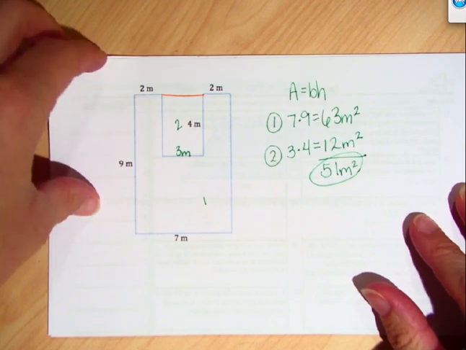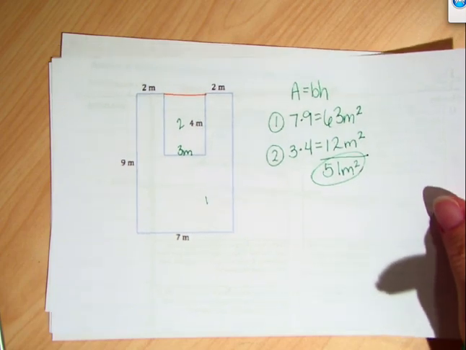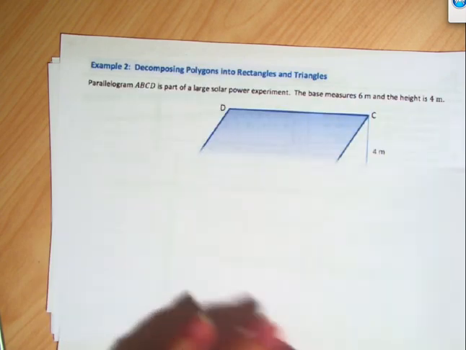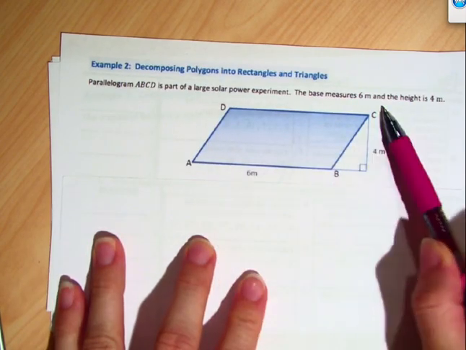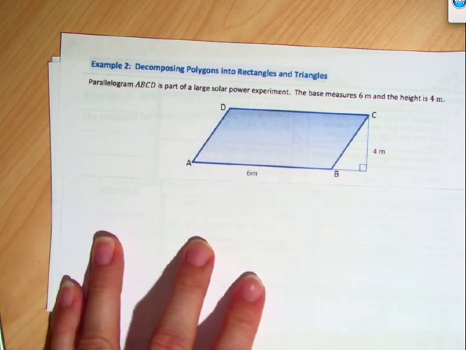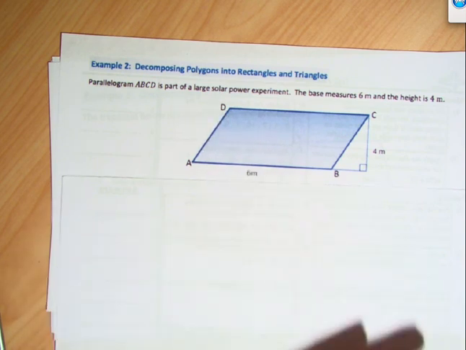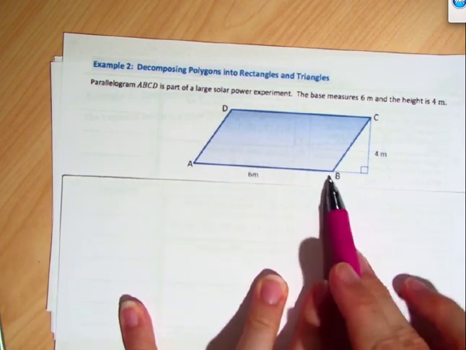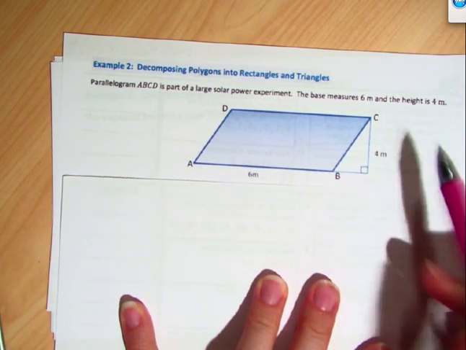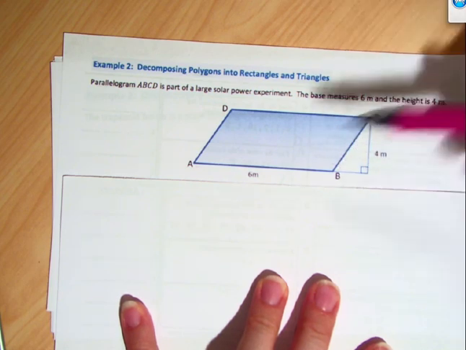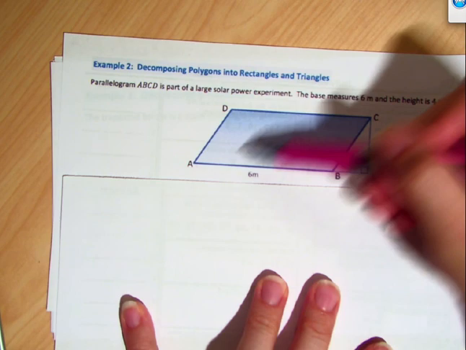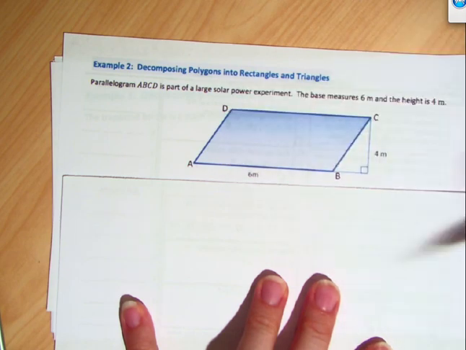Okay, let's look at another problem, shall we? On this one, we've been dividing up and finding the area of rectangles. We are going to now find the area of a parallelogram. This is going to be a little bit trickier. All right, it says parallelogram A, B, C, D, named by its points, its corners, is part of a large solar power experiment. The base measures 6 meters and the height is 4 meters. Now they'll draw it over to the side just to show you how tall it is from the bottom to the top. So anywhere inside here is 4 meters. Okay?